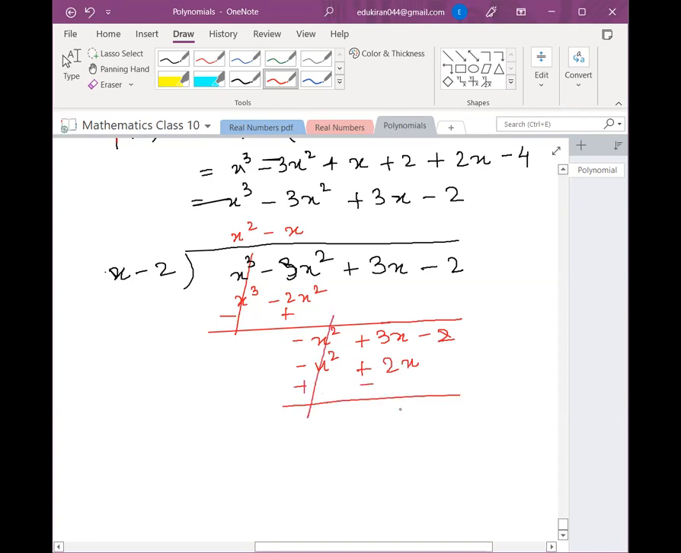Now 3x minus 2x, x minus 2. Now x and x, so 1. So from 1 I have to multiply. So x into 1 is x, and then minus 2 into 1 is minus 2. So change the sign, minus and plus. So this will become 0. Clear? Yes. So I have found my g(x). So g(x) is equal to this: x square minus x plus 1.